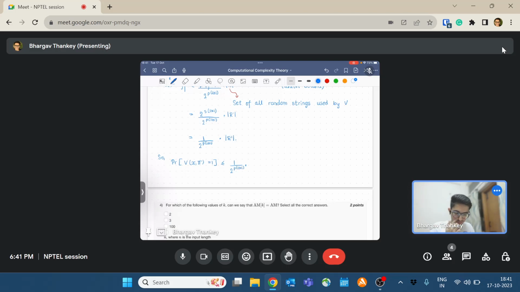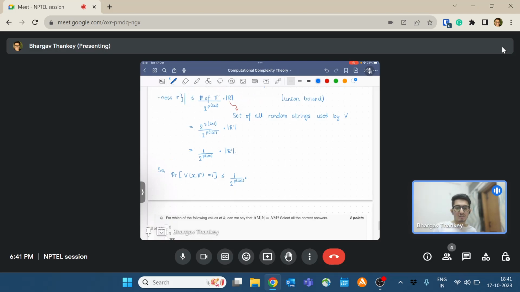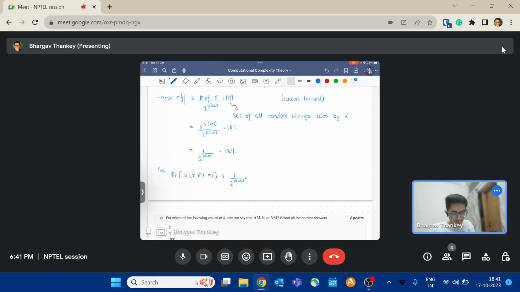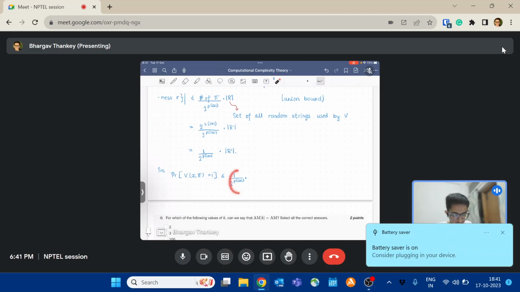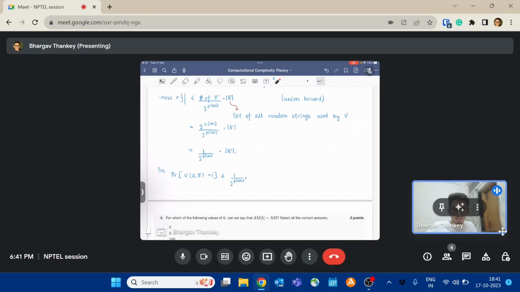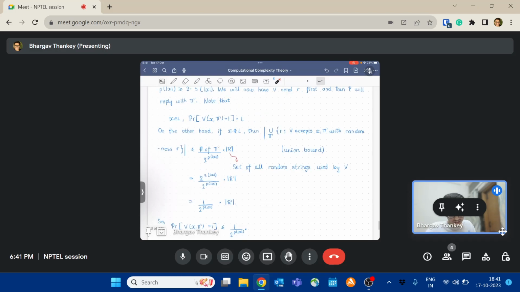Yeah, and so even if we change the order of the messages sent by the prover and the verifier, if x is not in L, then the prover is not able to convince the verifier with a large probability. And so the soundness holds, the completeness also holds, and so this is a valid AM protocol.